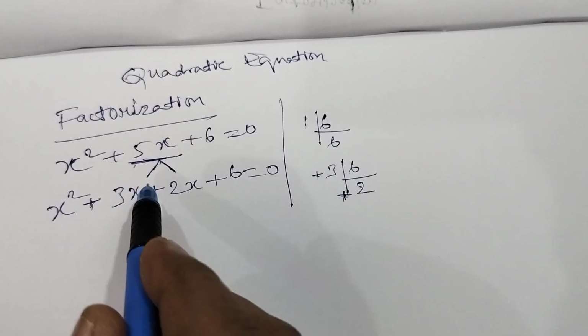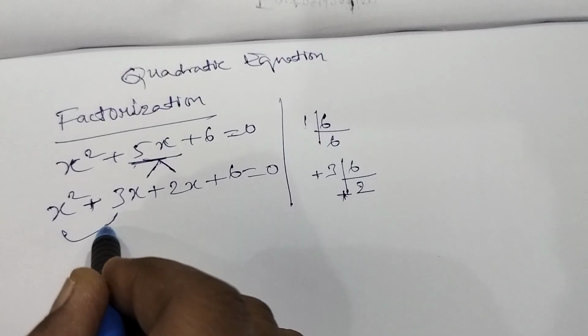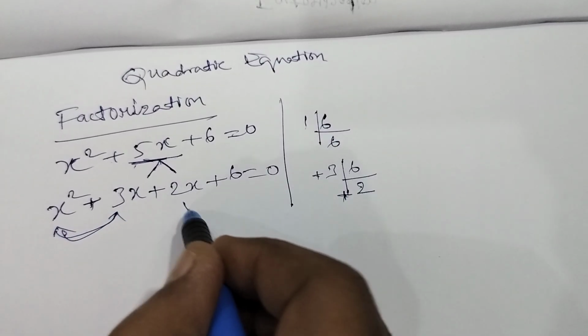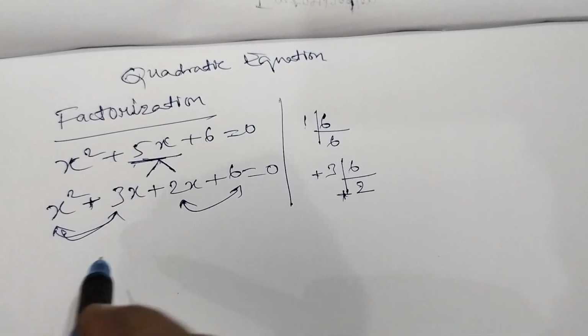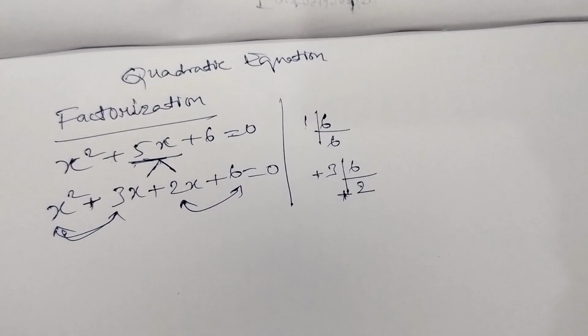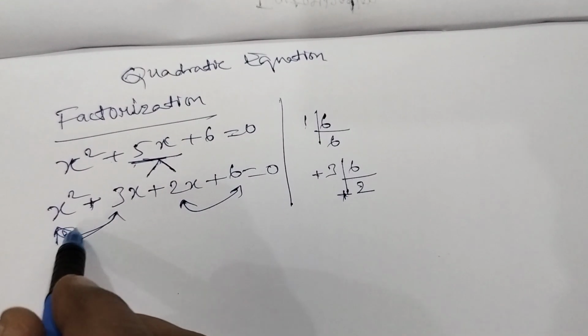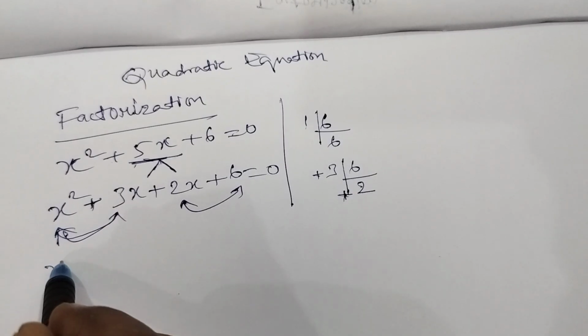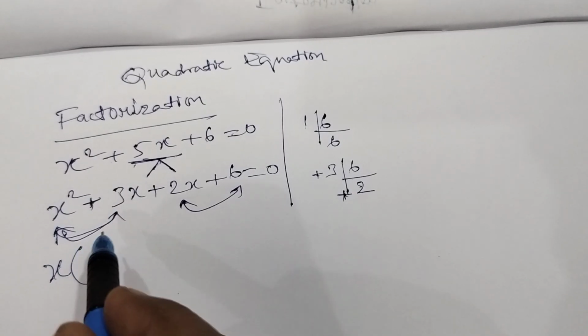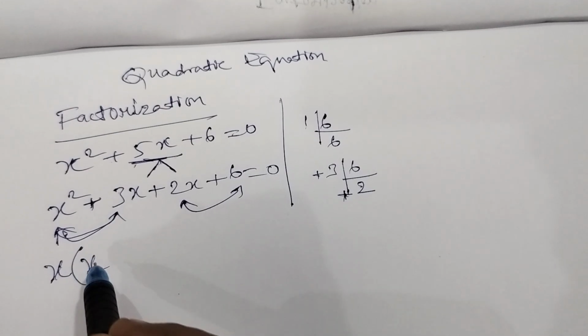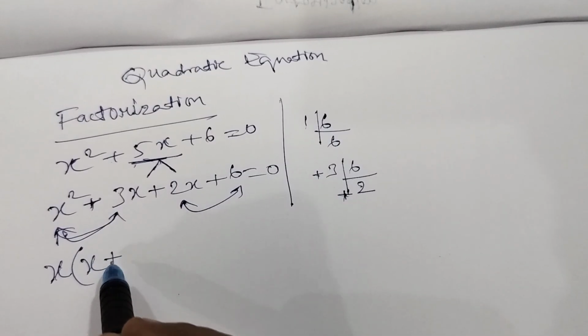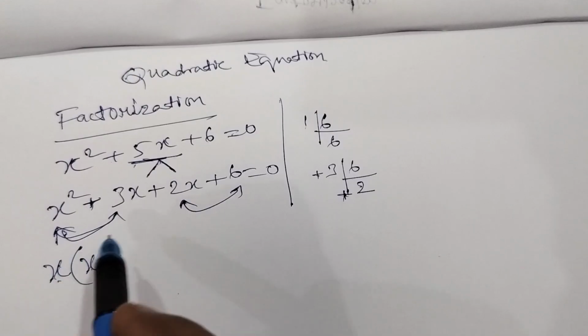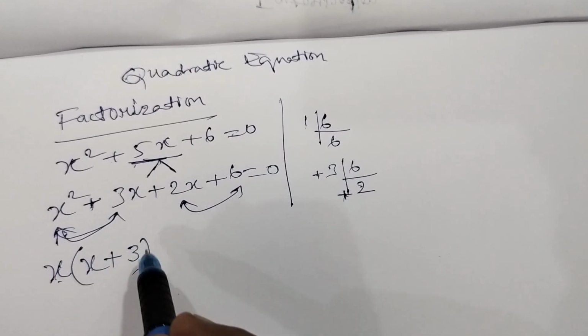After splitting the middle term, we have to group the terms. I'm going to group x square plus 3x in one group, and 2x plus 6 in another group. Now we have to take the common factor between these terms. Between x square plus 3x, you can take x as common, and the remaining x should be written inside the bracket. x times x is x square, then x times the number 3 is 3x.